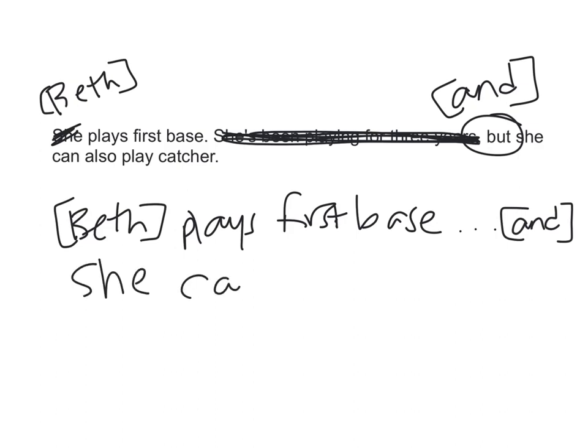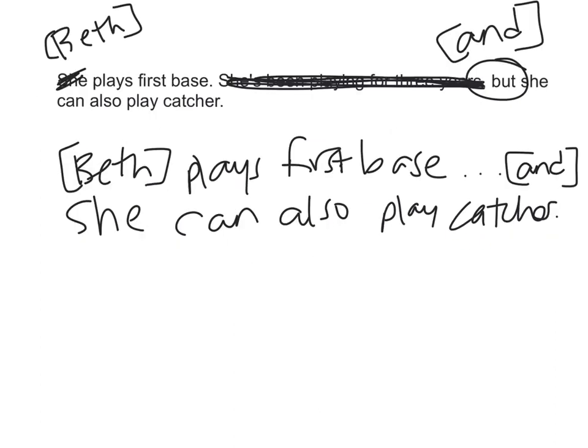She can also play catcher. So now you see that we have this bracket that took the place of that, and this bracket that took the place of that, but because we cut this whole chunk out, we still need to put this ellipsis in. So another way to think about this is, what if you wanted to say Beth plays first base and she also plays, but there's no S on that, plays catcher.